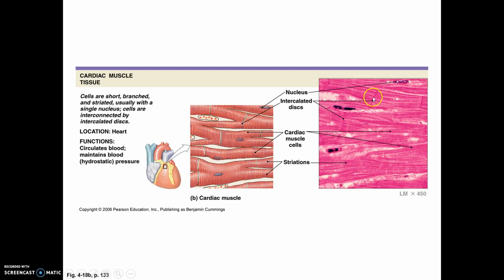But right now, we just need to be able to recognize this and especially recognize these intercalated discs that are important to how these muscles actually function. Again, we find this only in the heart, but it gives the heart a specific ability to actually beat 24 hours a day, 7 days a week.